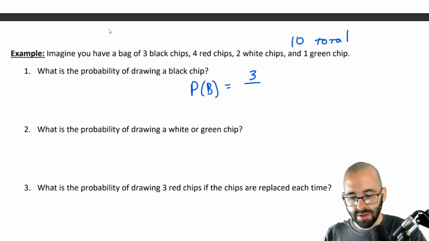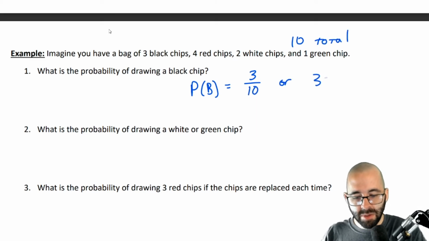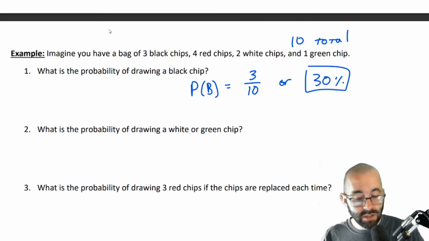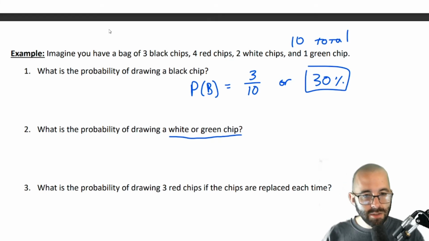Should be 10 total, or 30%. White or green chip. Are these disjoint? Are these mutually exclusive?